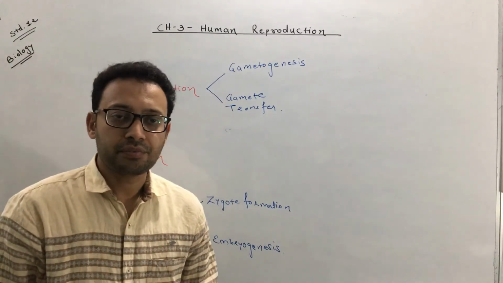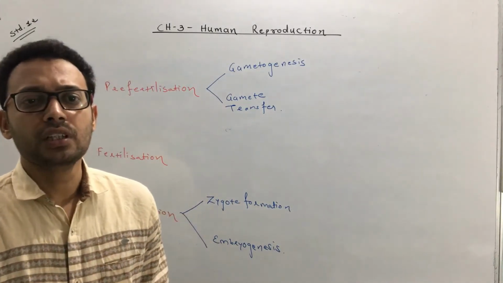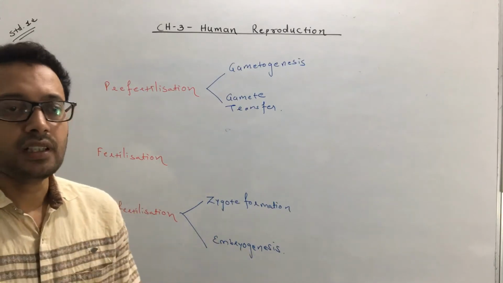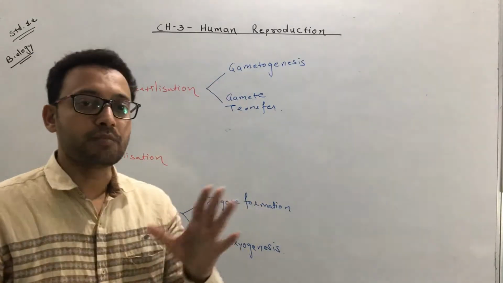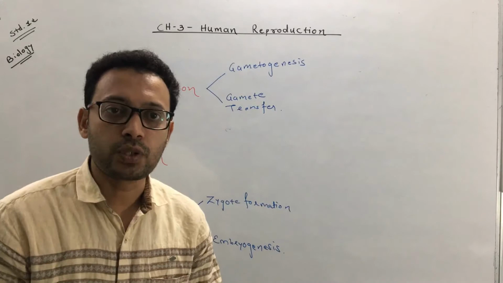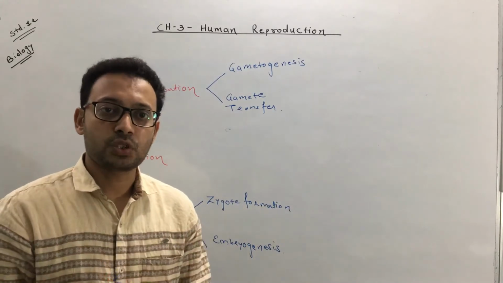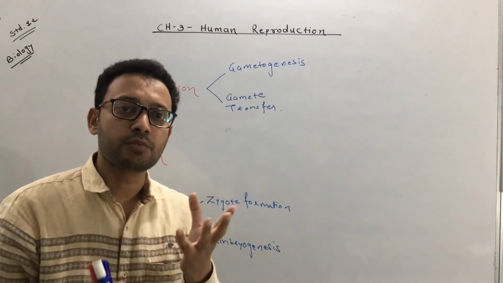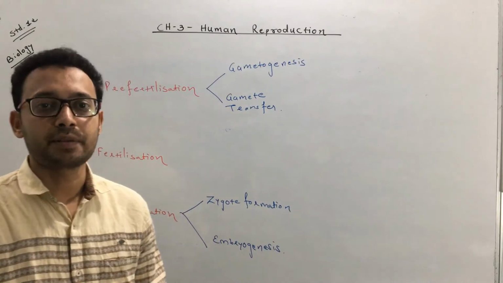Before we discuss the individual human being, that is male and female, we will discuss a few terms, which are very important throughout this chapter. So we will first learn a few terms which are related to the sexual mode of reproduction.